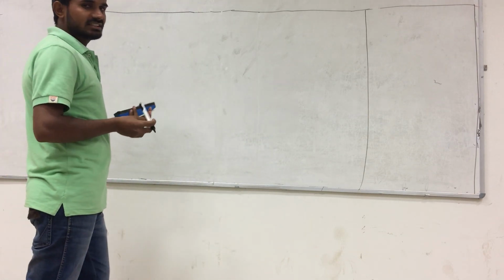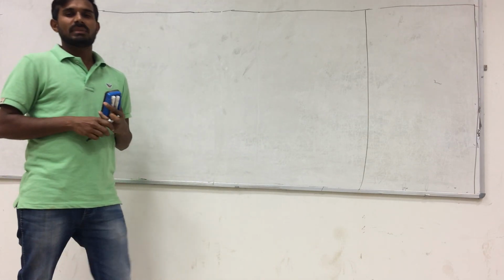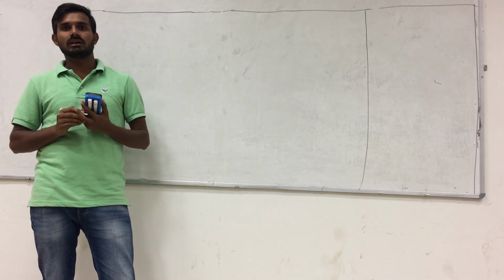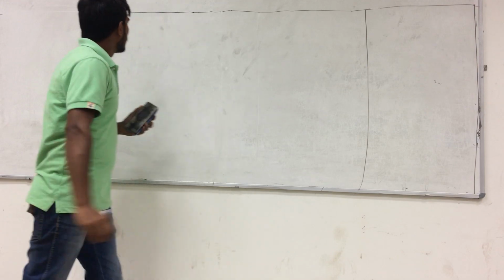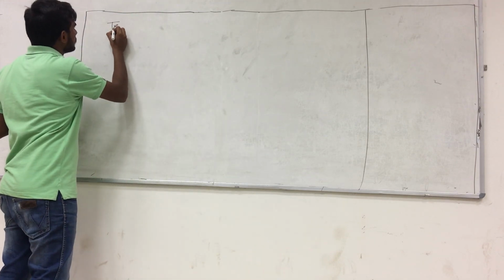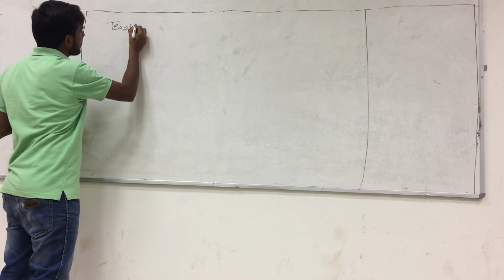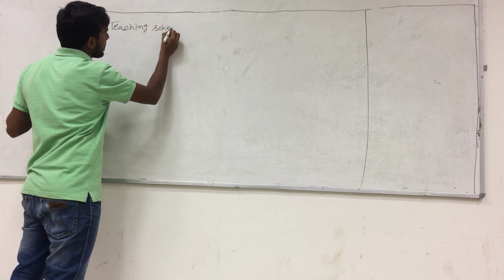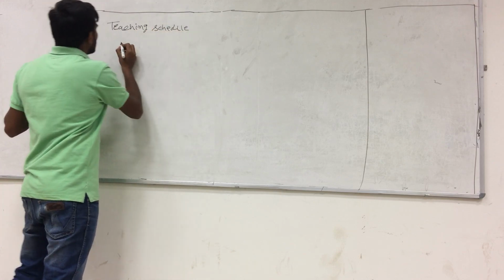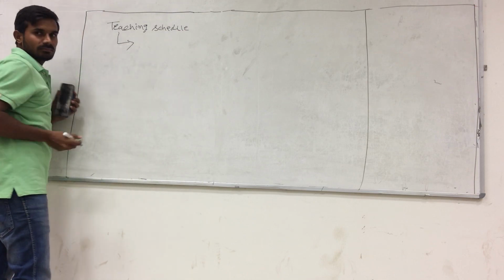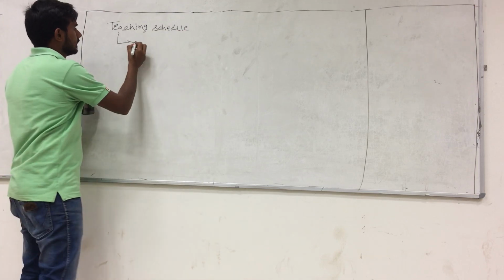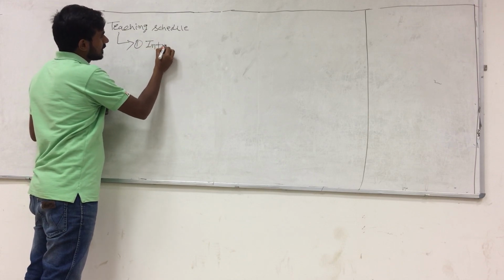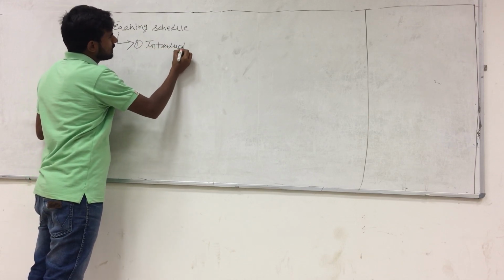The teaching schedule of the operating system basically takes 50 to 60 hours to complete the syllabus of the operating system. There is the teaching schedule. In operating system, basically there are 5 units. First one is introduction and background part.